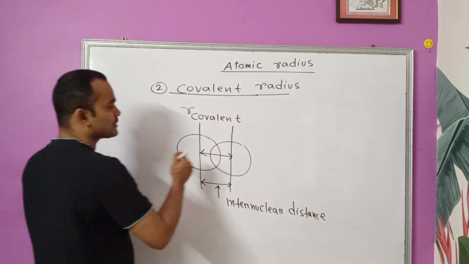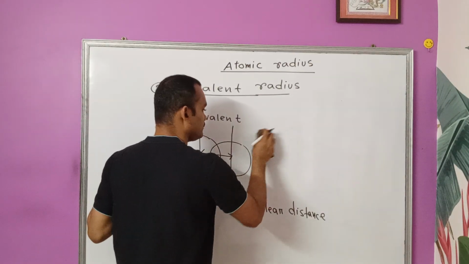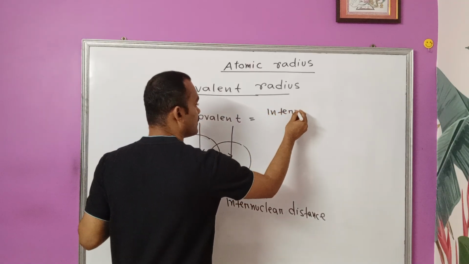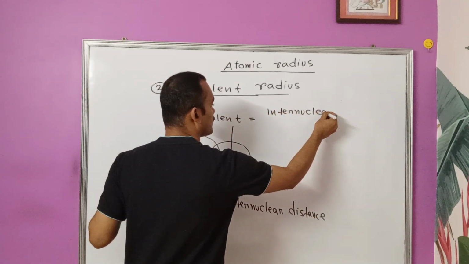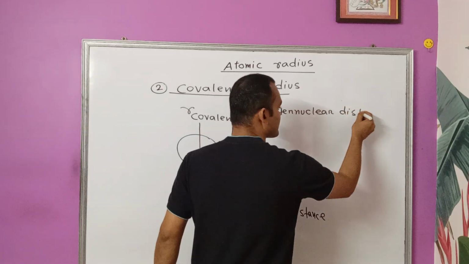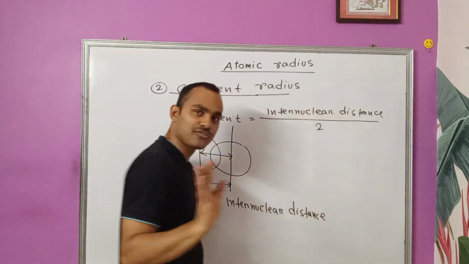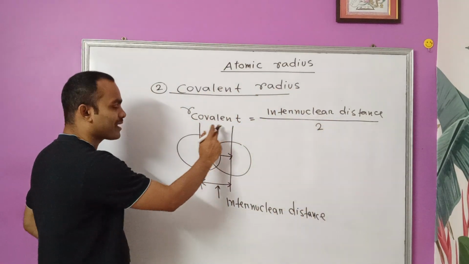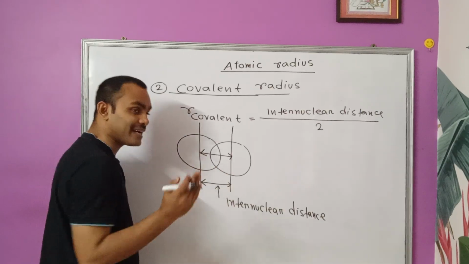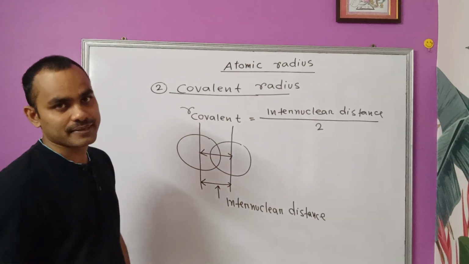Now the covalent radius, R covalent, is equal to the internuclear distance divided by 2. Is it clear that R covalent equals internuclear distance by 2 when the two atoms are of the same type, with no difference in electronegativity?